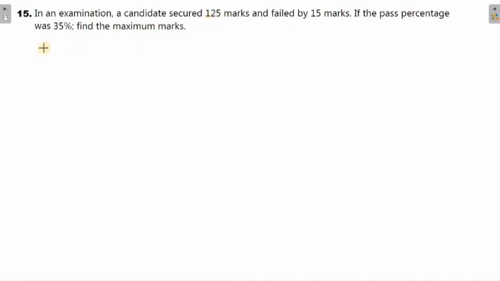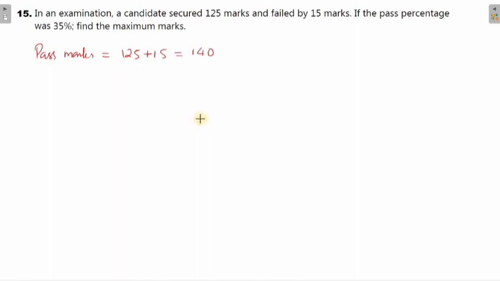Okay, so we have pass marks. So pass marks will be how much? To 125 we will add 15, so it will be 140. So 140 is the pass marks.